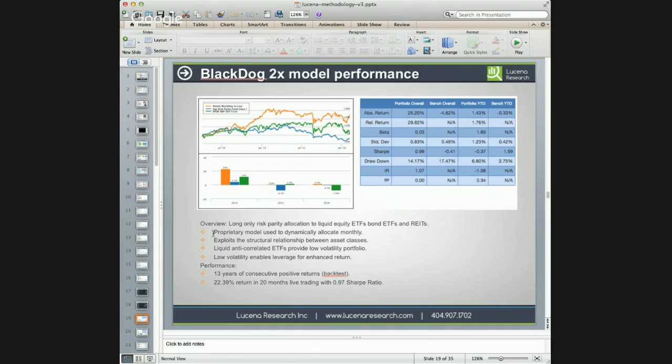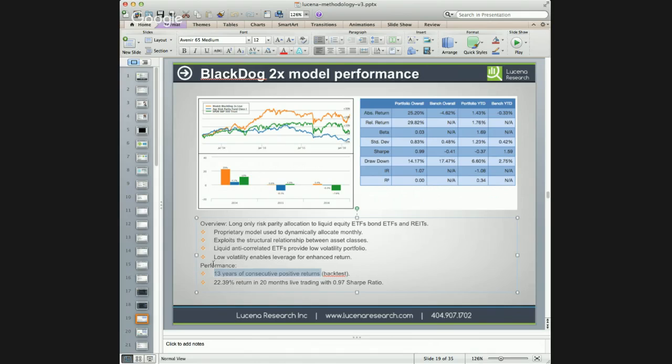Anyways, the way Black Dog works is each month we run our risk parity algorithm, which across these asset classes seeks to equalize the risk across them, and it determines these allocations based on that monthly risk parity calculation. And it works because it's exploiting essentially this structural relationship between stocks, bonds, and real estate. When we backtested across 13 years, every single year for the last 13 years, we've seen positive return.